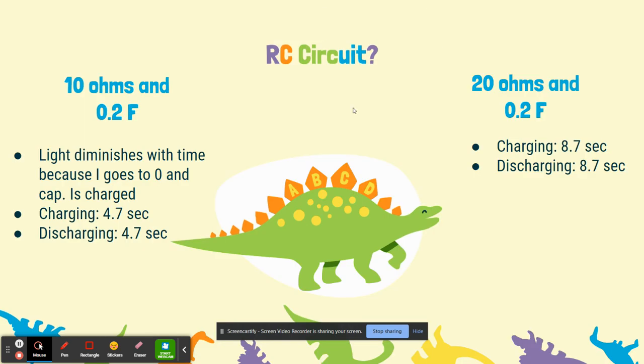So then in RC circuits, we did a 10 ohm and 20 ohm, same 0.2 farad capacitor. The light diminished with time because I goes to zero and the capacitor is being charged. The charging and discharging times were relatively the same. Of course, the 20 ohm took longer.